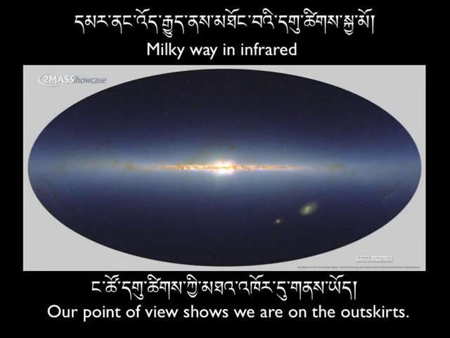Here is a picture of the Milky Way taken in infrared light. Infrared can see through the dust. This is an actual photograph of what the Milky Way looks like from the Earth. This is the image of the Milky Way that a snake would see. A pit viper, a snake that can see in the infrared.